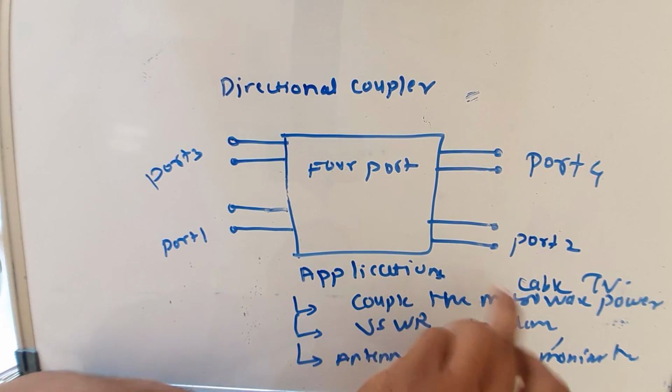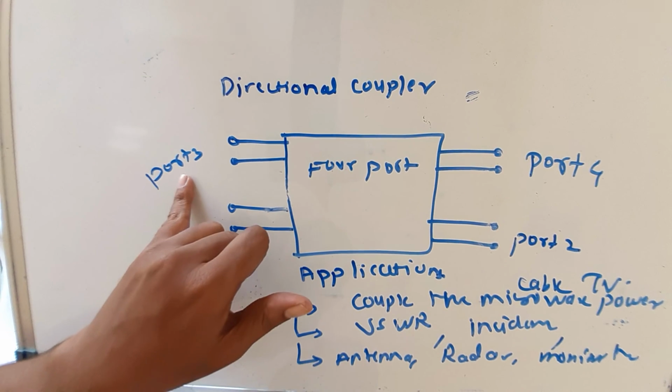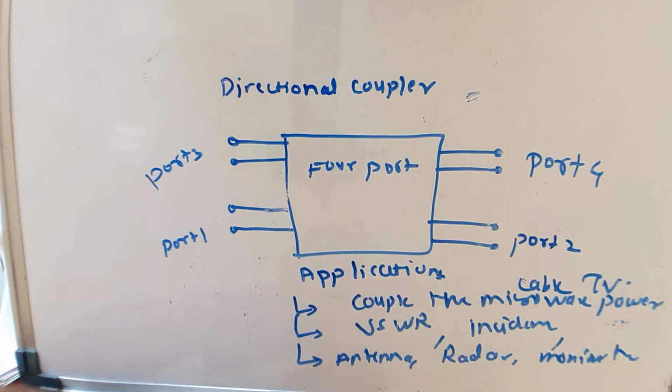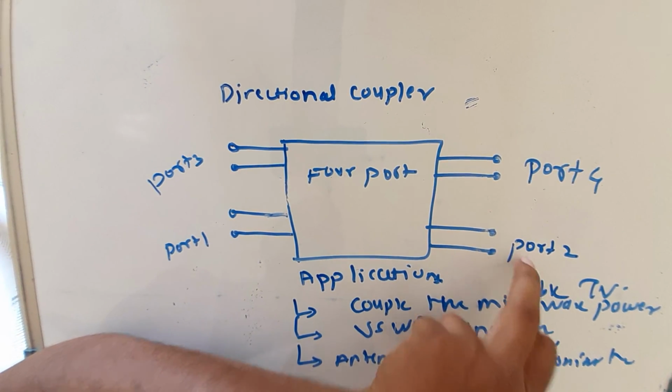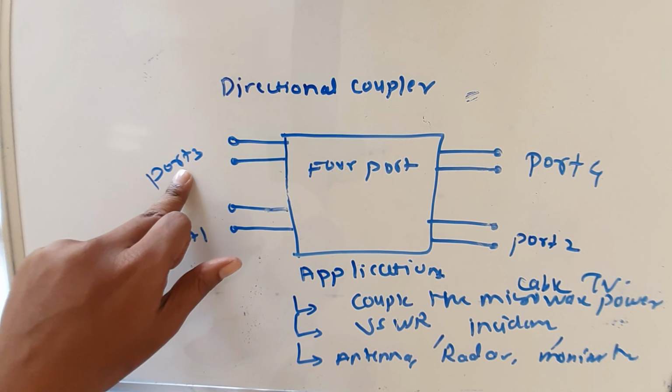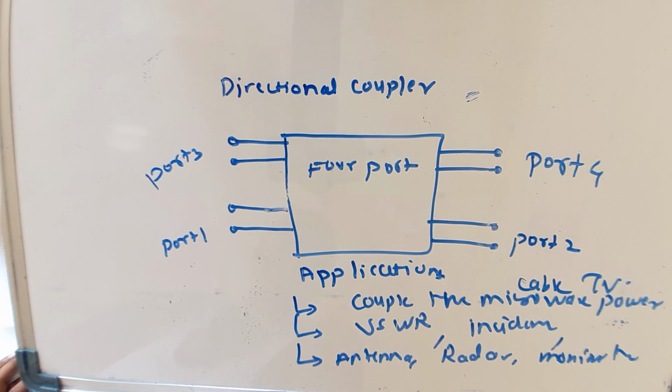So if the signal travels from port 1 to port 2, port 3 will work as an isolator while port 4 will work as a coupler. Similarly, vice versa, if the signal comes from port 2 to port 1, port 3 will work as a coupler and port 4 will work as an isolator. Then afterwards we will see the applications: the use of directional coupler in TV sets, VSWR measurement, incident power measurement, antenna, radar, and coupling of microwave powers. Okay, thank you.